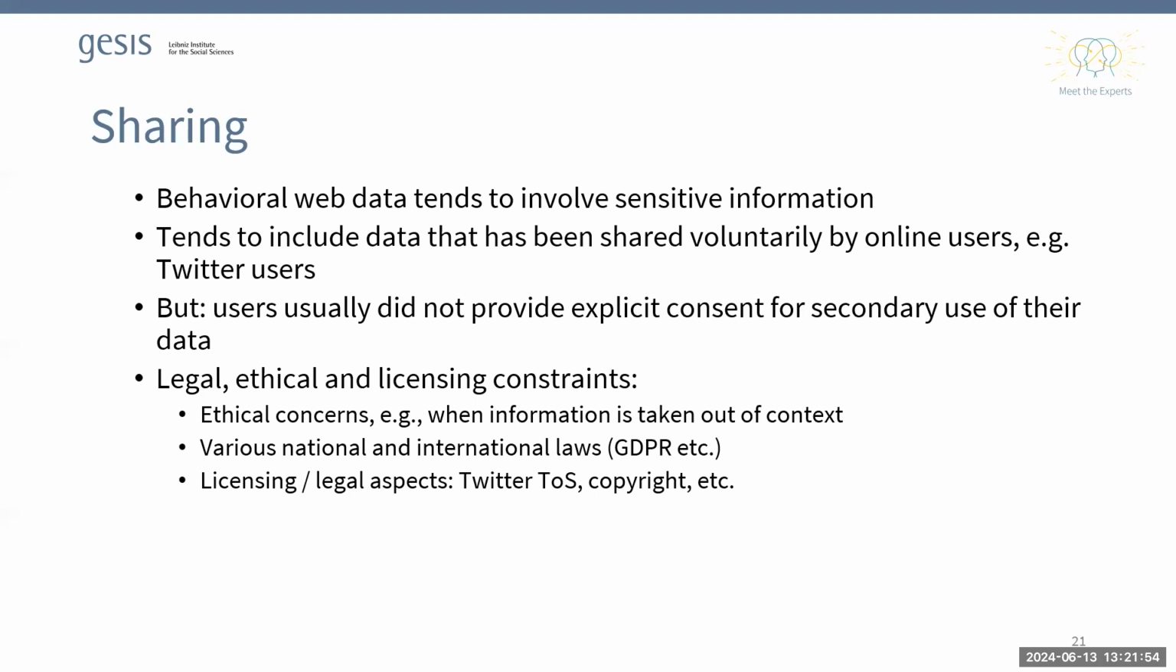in our Twitter dataset, if we only look at individual tweets, most of the time we just take them out of context because they were actually embedded in some kind of conversation. They were replies to other tweets, or they belong to a collection of tweets. Also, we need to consider various national and international laws like GDPR, but also the licensing aspects coming from the Twitter terms of service and other legal aspects.